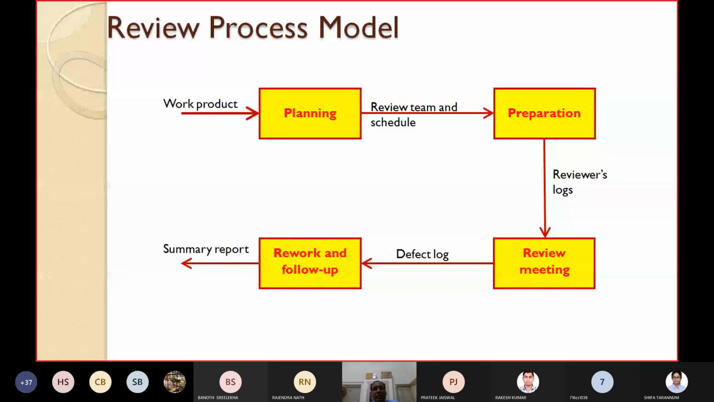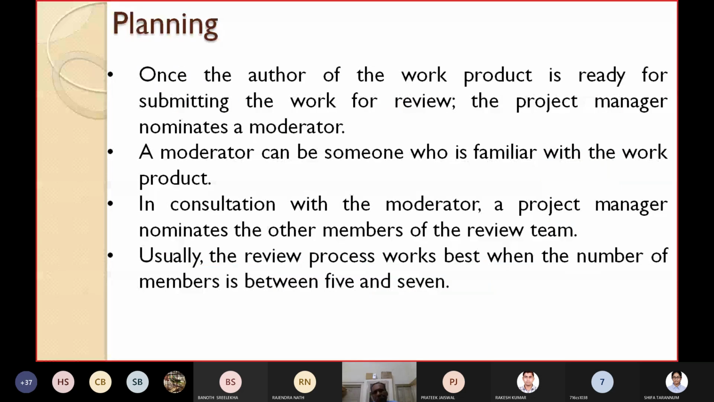Quickly, you can read the steps yourself. I have already told you what you have to do in planning. You have to make a plan for the review. Once the author of the work product is ready for submitting the work for review, the project manager nominates a moderator. The moderator has to be nominated by the project manager.